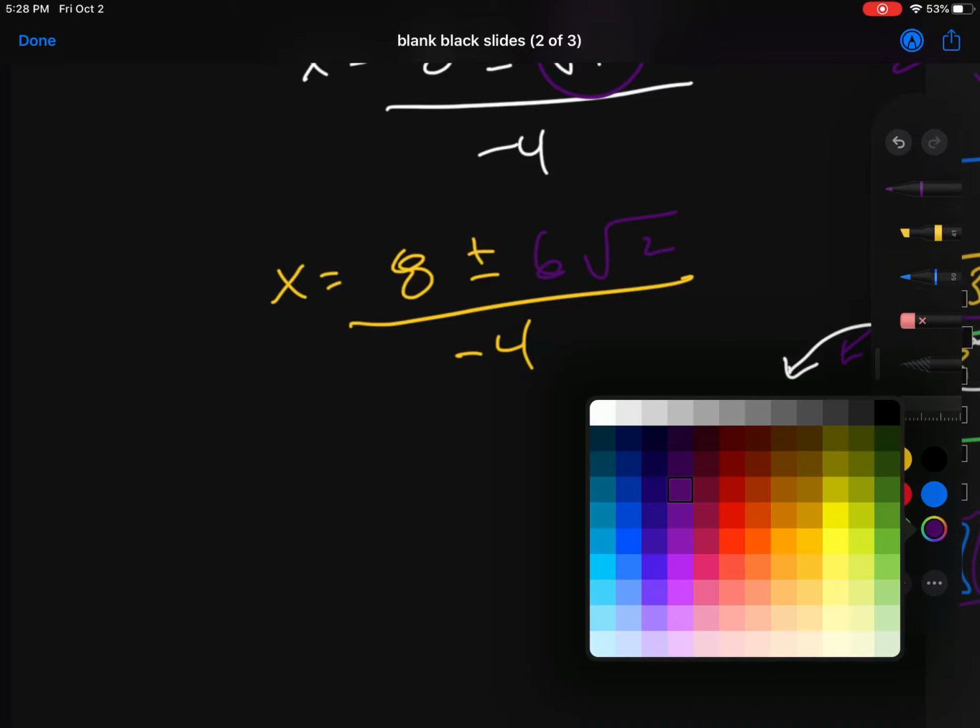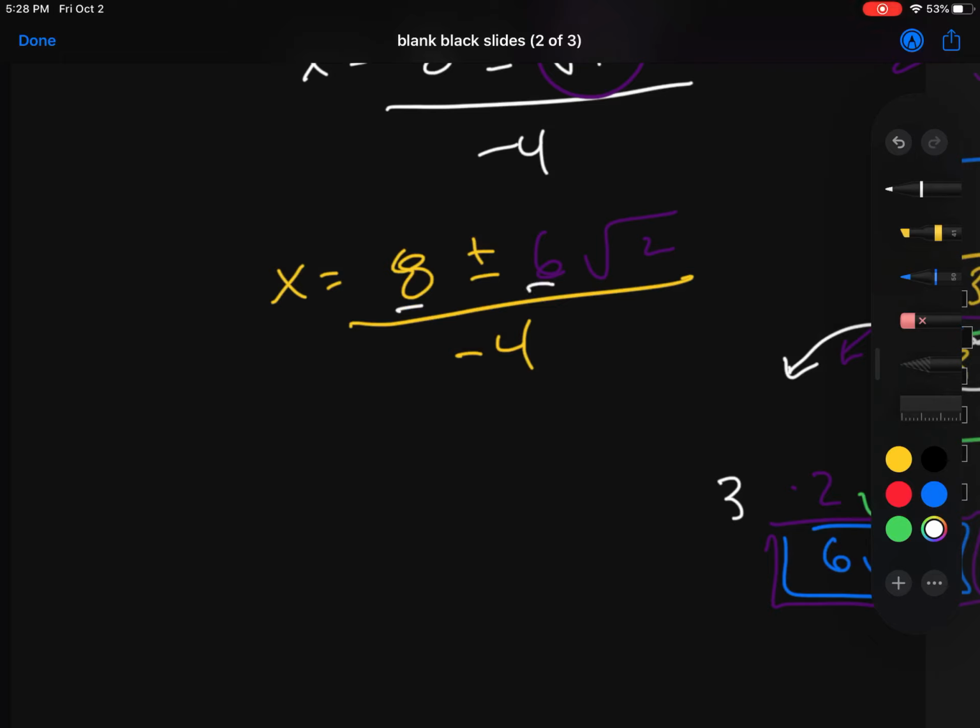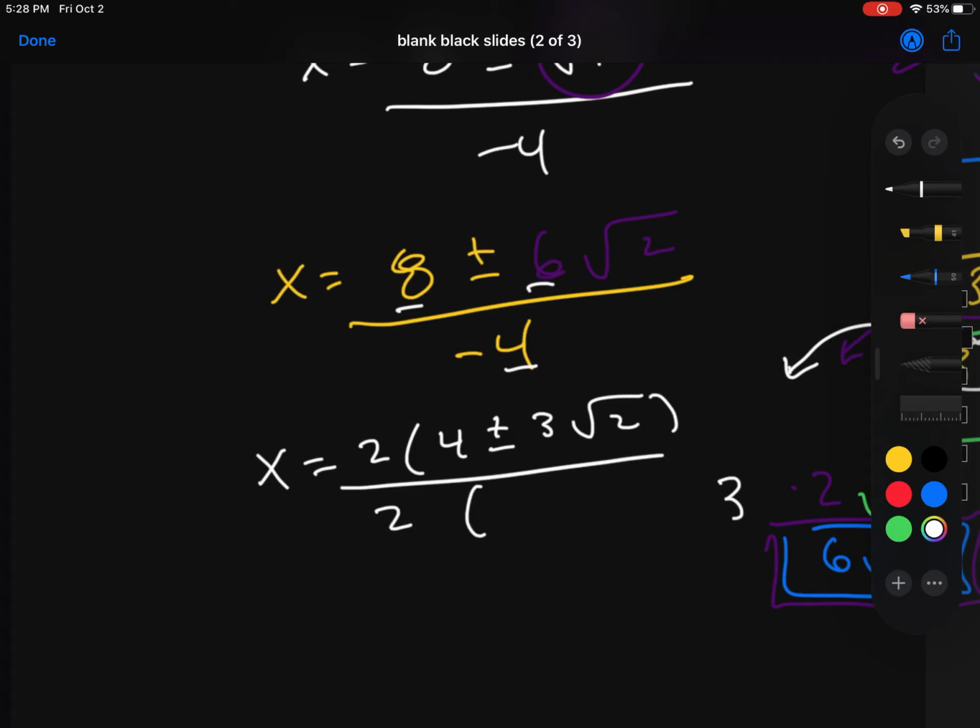All right, so we got to simplify here. Now, these numbers, I'm going to factor out a 2. Okay, so x equals 2 times 4 plus or minus 3 radical 2 all over 2 times negative 2.